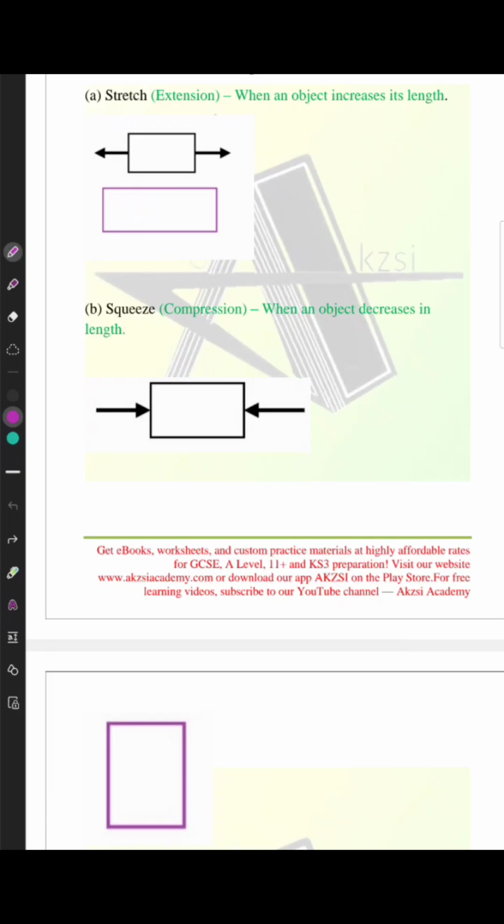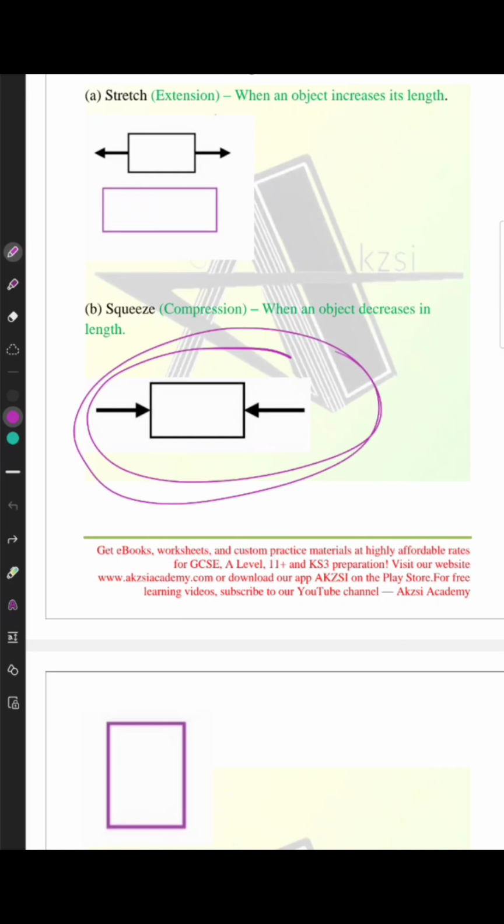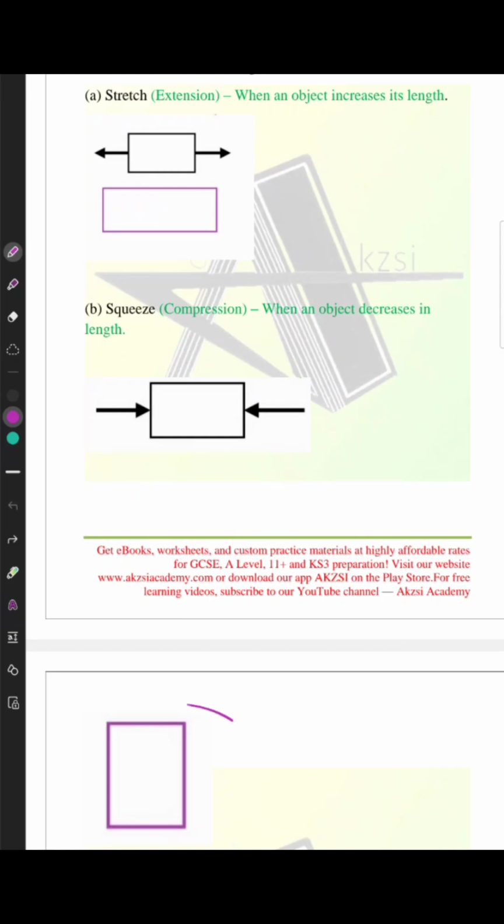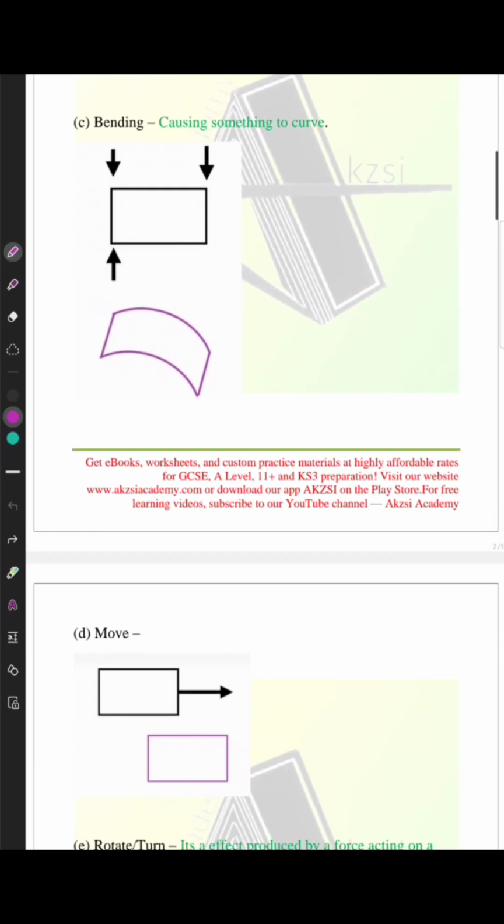Now the next one is compression or squeezing. Now the force direction has changed. You are pushing in towards the center, and when you do this, you are decreasing the size of an object, and that's called compression. So this is the original object where you are squeezing it, compressing it, and this results in decreasing its size.